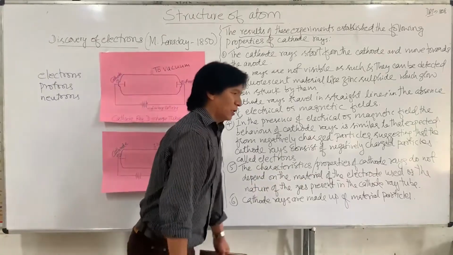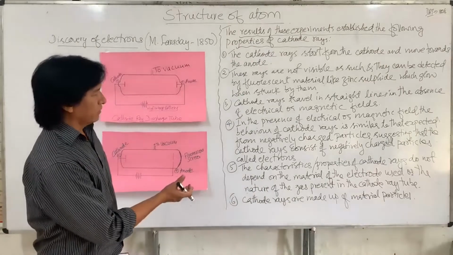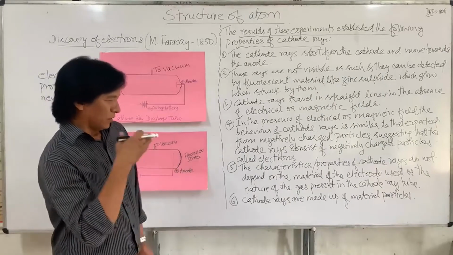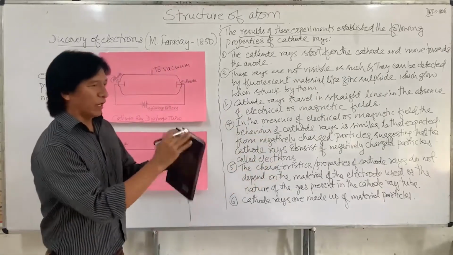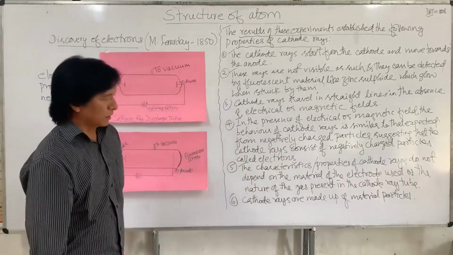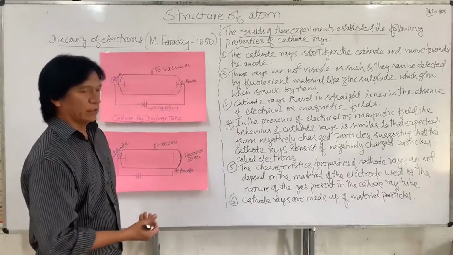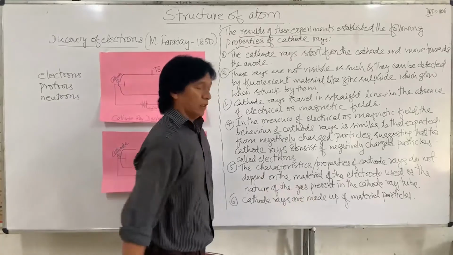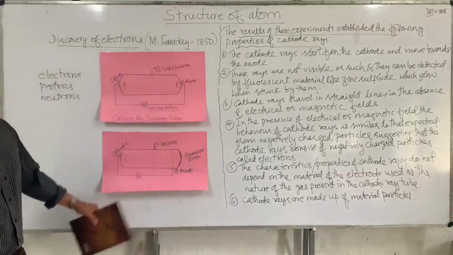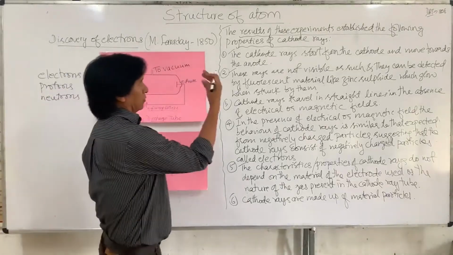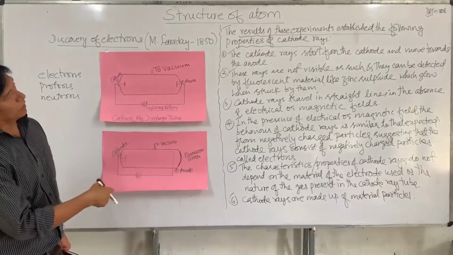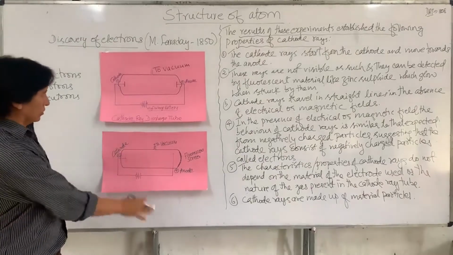And the last thing is that cathode rays are made up of material particles, and this was shown by the fact that when a light paddle wheel mounted on an axle is placed in the path of these cathode rays, it started moving. So this proves that these cathode rays are made of material particles. So this is all about the discovery of electrons and the properties of these cathode rays that were established based on these experiments.